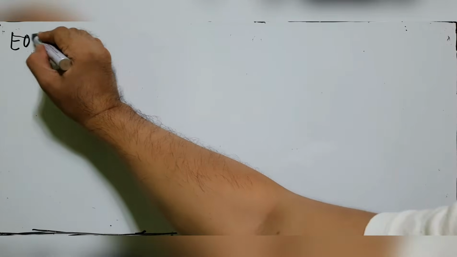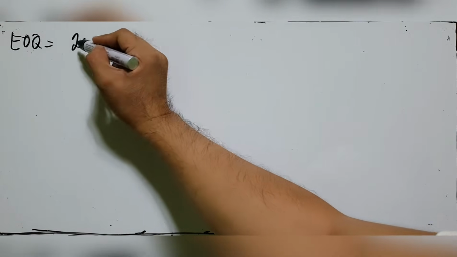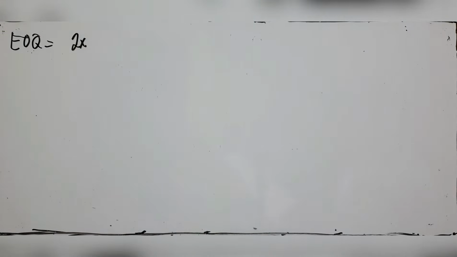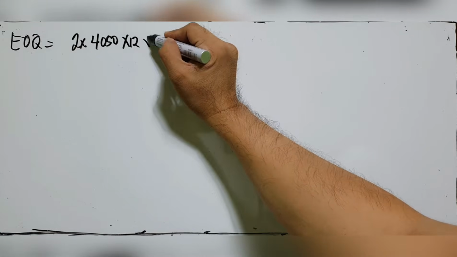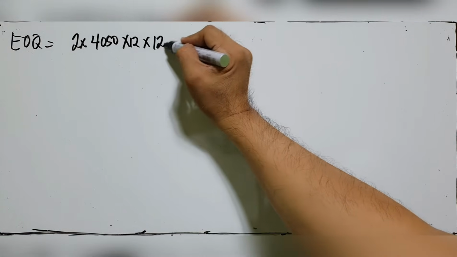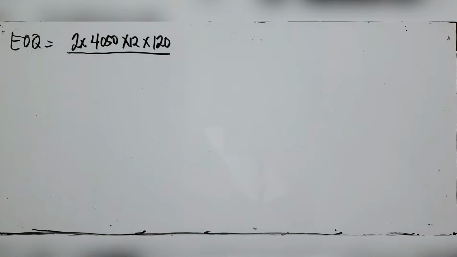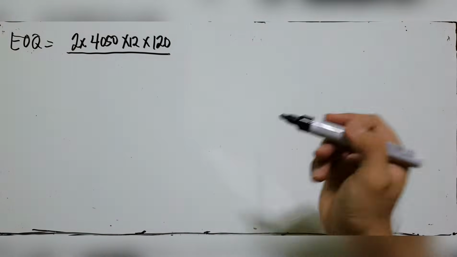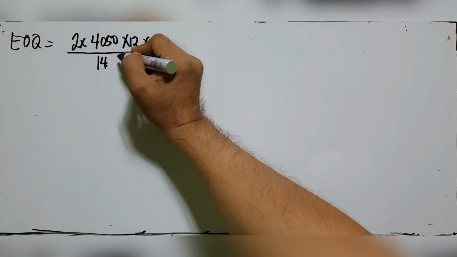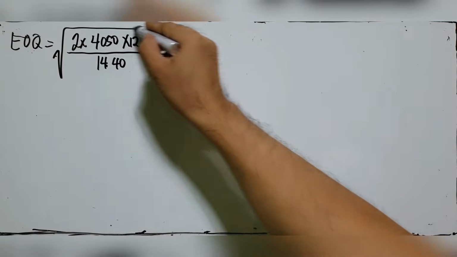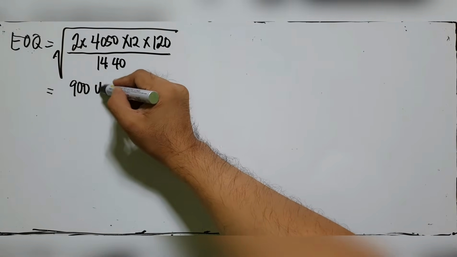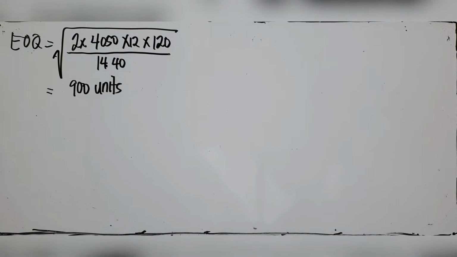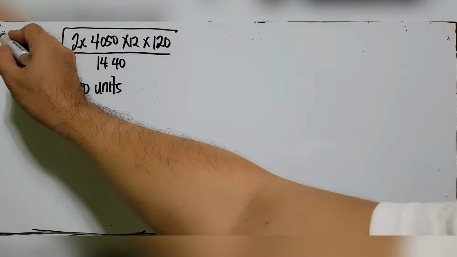For your EOQ again, so that would be 2 times the demand, monthly tayo. So we have to multiply it by 12. And then multiply by the cost per order na 120. Divided by the cost per unit na 8% of 180, so that is 14.40. So please get the square root of that. Your EOQ is 900 units. Okay? So, that is question number 1.